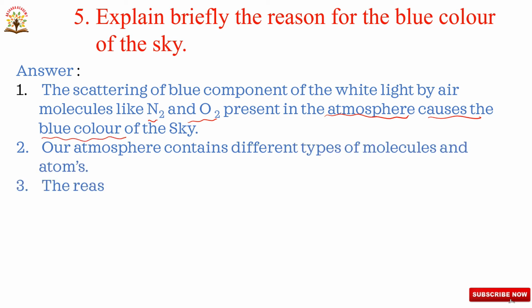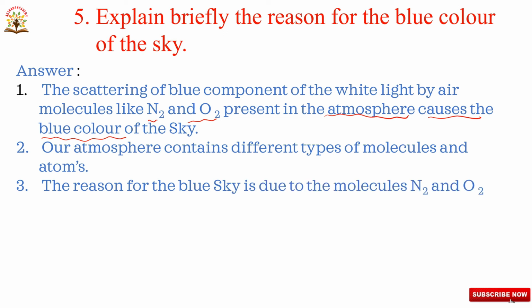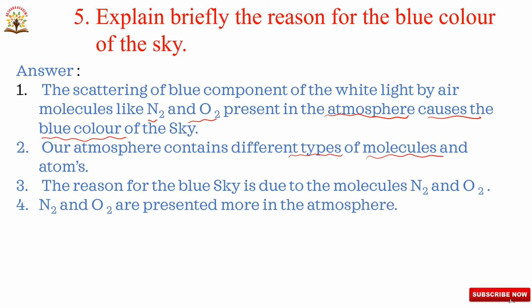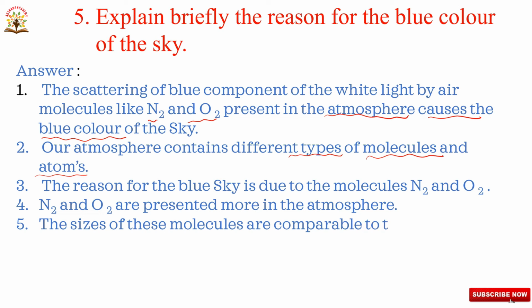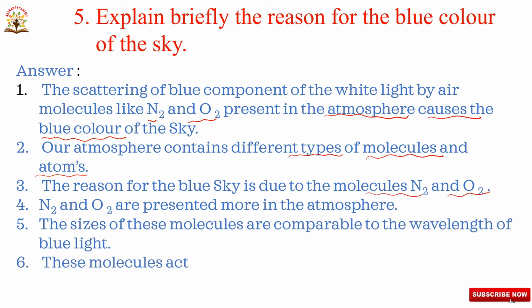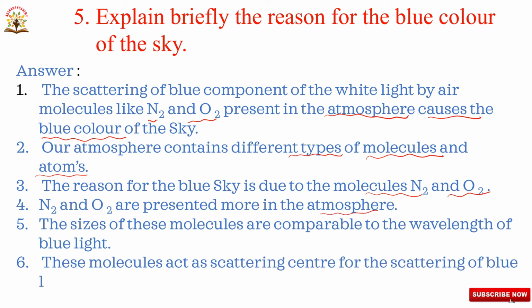The atmosphere contains molecules of nitrogen and oxygen. Our atmosphere contains different types of molecules and atoms. So the reason for the blue sky is these molecules of nitrogen and oxygen. Nitrogen and oxygen are present more in the atmosphere. The size of these molecules is comparable to the wavelength of blue light.